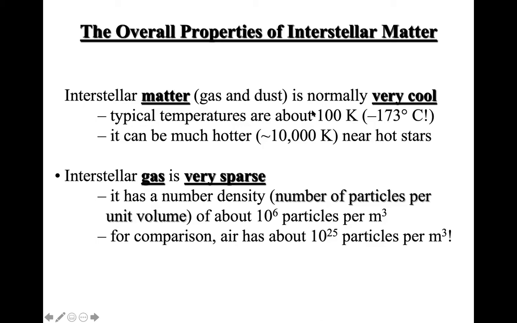Right. Then let's look at the gas. Now that's about both gas and dust. They are very cool in terms of their temperature, except that if they are very close to a hot star, they can get heated up to 10,000 Kelvin. And if you look at the interstellar gas, they are actually very sparse. So what that means is they are not that dense, right? The number density is about 10 to the power 6 particles per cubic meter.